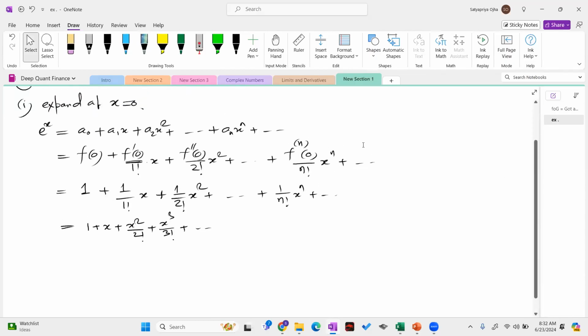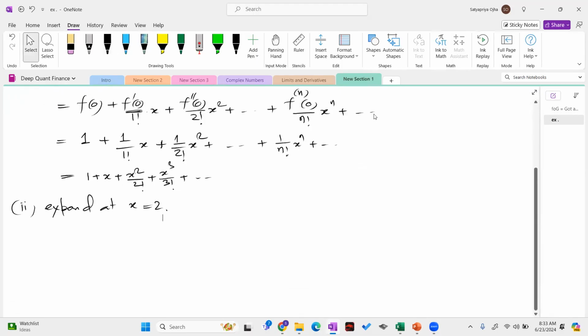Okay, cool. Now question 2 was expand at x equal to 2. So not at 0. How do we do this? There are two differences, remember. One is the form is different. Do not write a0 plus a1x plus a2x squared plus a3x cubed. That form does not exist. Form is different. The form is this, a0 plus a1 times (x minus k). Remember?